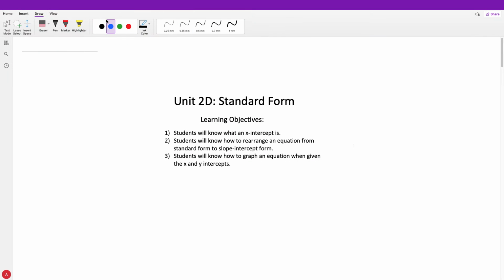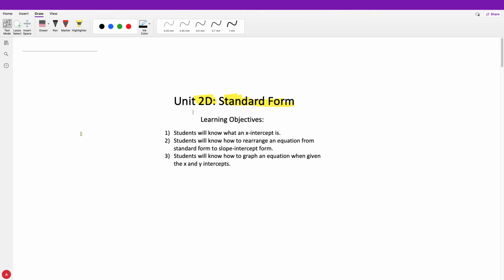Right, so we're now going to learn our last method of how to graph. And like I said before, you can choose whichever method you think is best and easiest for you. There are times where some methods are just easier and allow themselves to be graphed easier than others, but ultimately it's up to you. So the last one to go through is our standard form, and this is our section 2D, so the fourth section of our second unit.